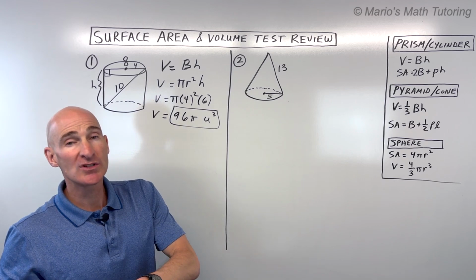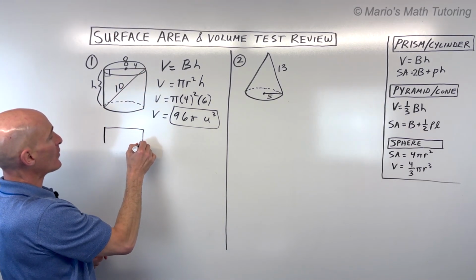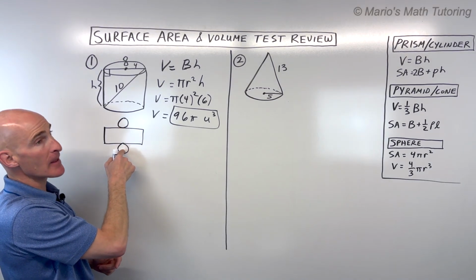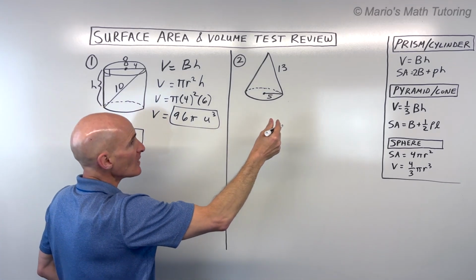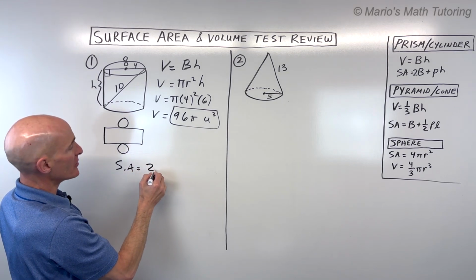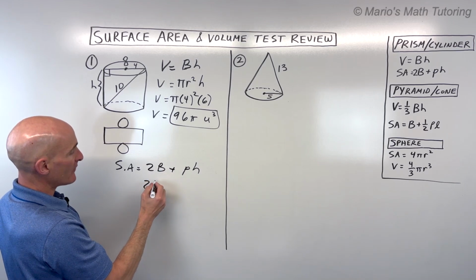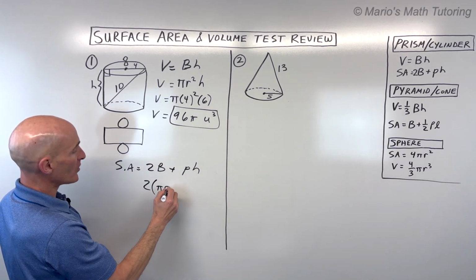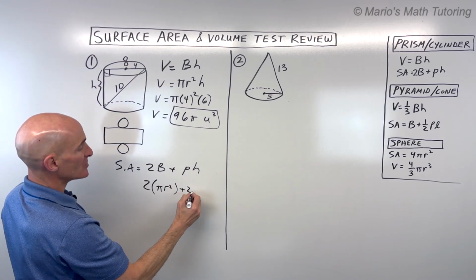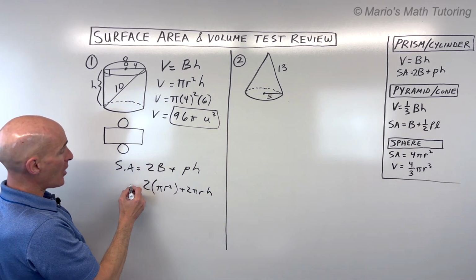Sometimes it's helpful for students to draw a net. If you were to cut this and unfold it, you'd get a rectangle like this, and then you'd have the two bases, which are the two circles here and here. So let's go ahead and write down the general formula. Surface area equals area of the base times 2 plus the perimeter of the base times the height. Again, because the base is a circle, we're going to do pi r squared. The perimeter of the base represents the circumference, which is going to be 2 pi r, and then times the height.